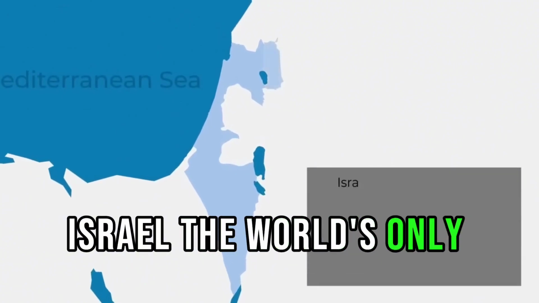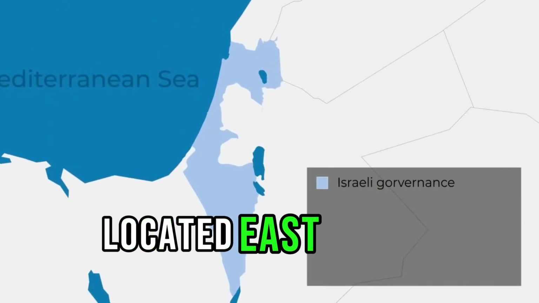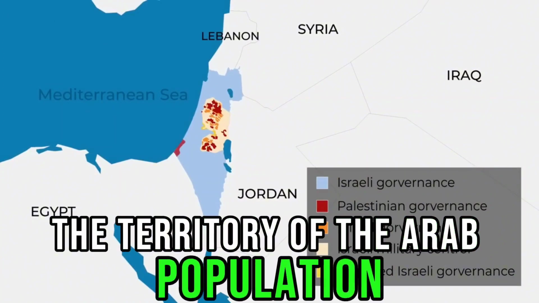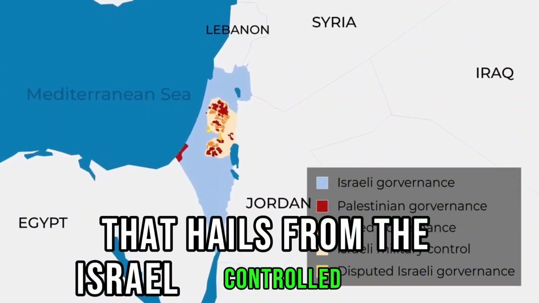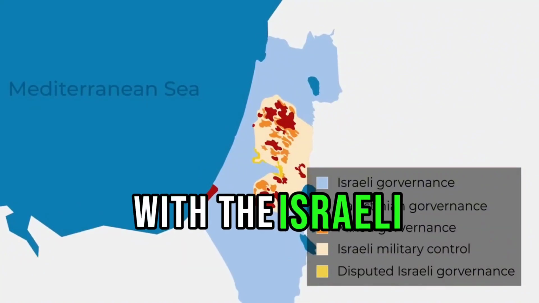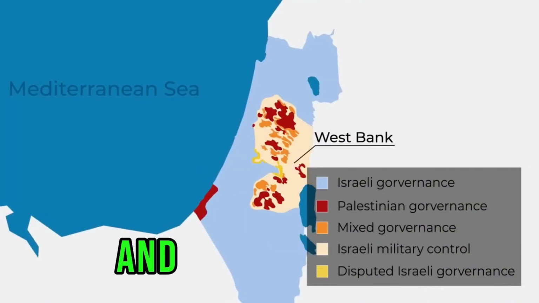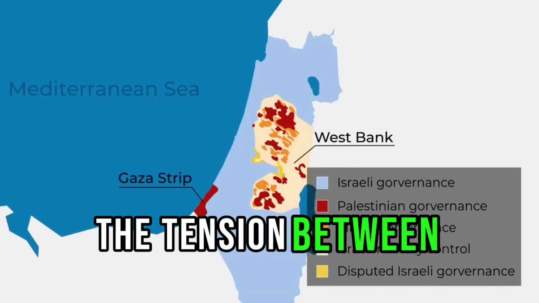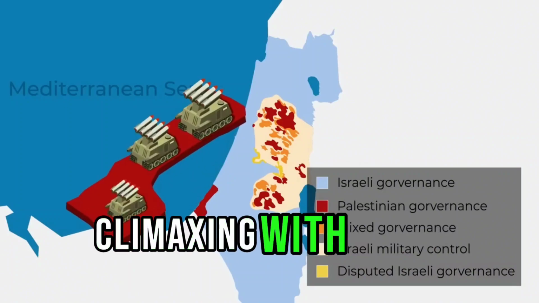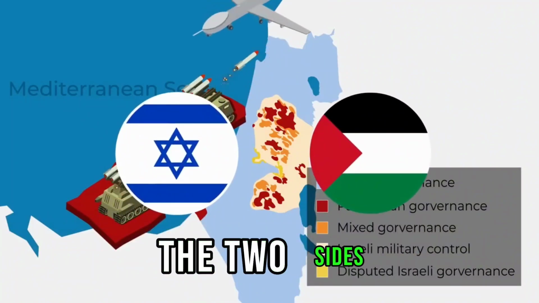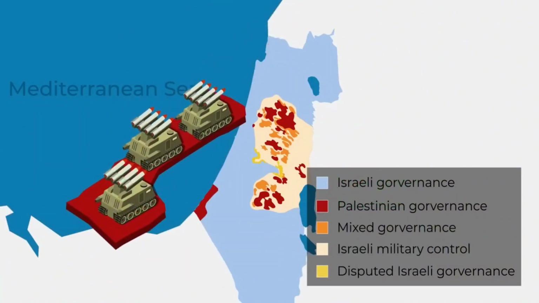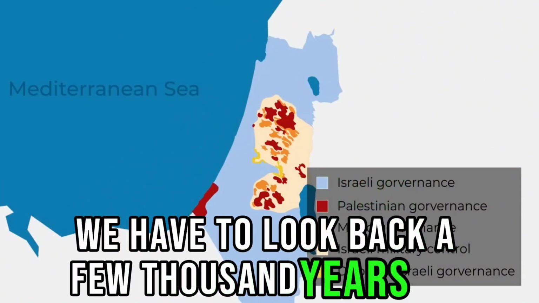Israel, the world's only Jewish state, located east of the Mediterranean Sea, and Palestine, the territory of the Arab population that hails from the Israel-controlled land, have long been known for their enduring conflict over the Israeli occupation of the West Bank and the Gaza Strip. The tension between Israel and Palestine has been deteriorating in recent years, climaxing with many violent clashes between the two sides. To understand the root of the Israel-Palestine conflict, we have to look back a few thousand years.